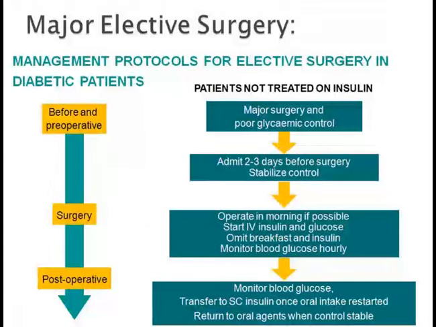Patients who are for major elective surgeries, who are not treated with insulin but have poor glycemic control, should be admitted beforehand, stabilized, and operated on in the morning. During surgery, IV insulin and glucose infusion should be started and blood glucose monitored very closely, and post-operatively the patient should be shifted to subcutaneous insulin.